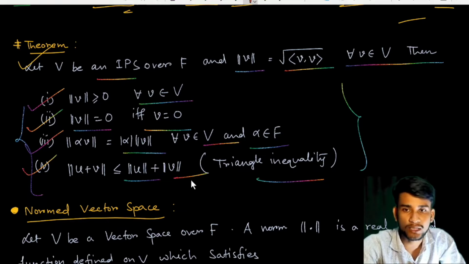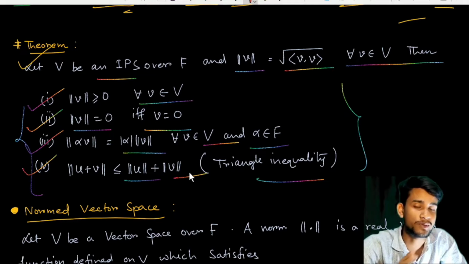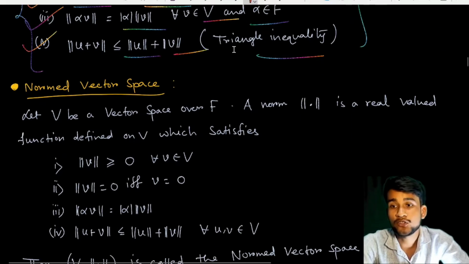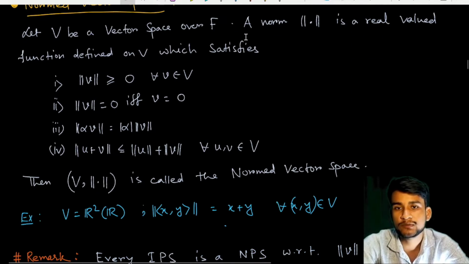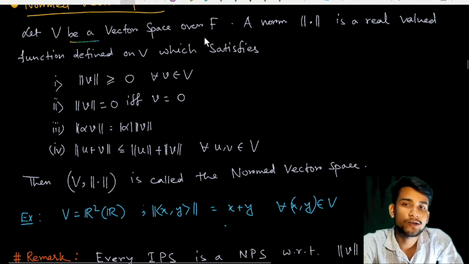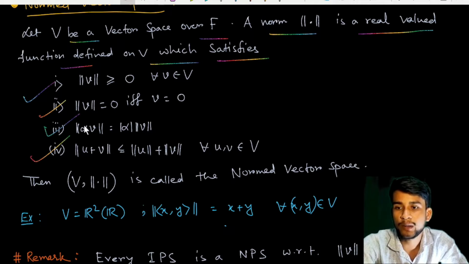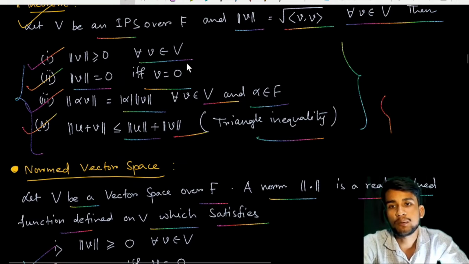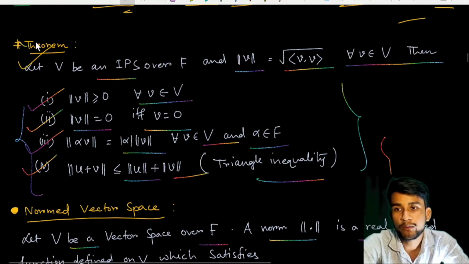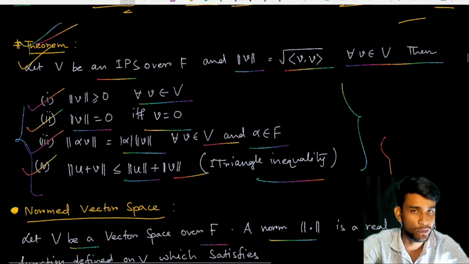After defining the norm, we come to this theorem. That means an inner product space is a norm space also. So, norm vector space: what is a norm vector space? Let V be a vector space over F, and a norm is a real valued function defined on V which satisfies these 4 above properties. Then V is called a norm vector space. So these 4 properties are very important for the norm of a vector.